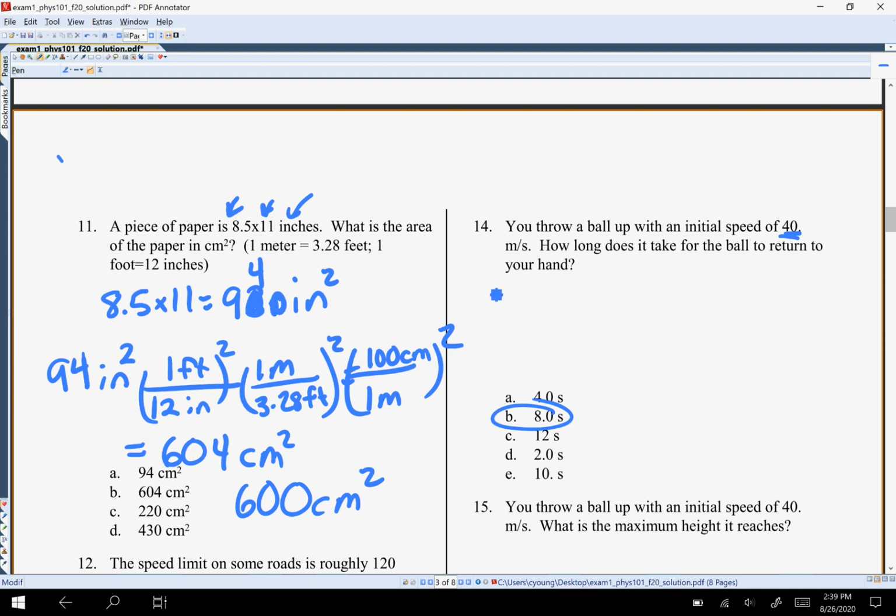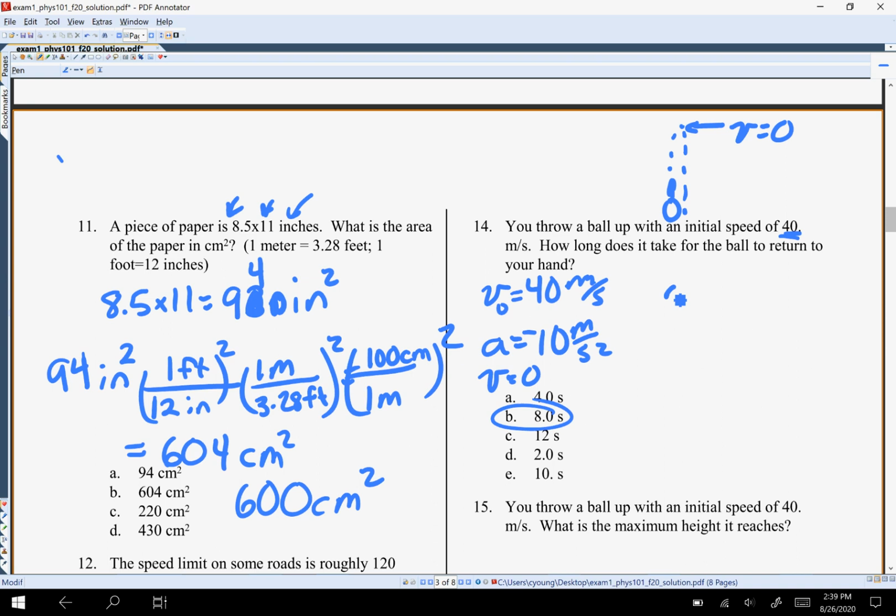But I can calculate it. V naught is equal to 40. A is equal to minus 10 meters per second squared. I have this ball, it's going up and then comes back down again. I know that at the top, V is equal to 0. So I say V is equal to V naught plus AT. That's 0 equals 40 minus 10t. So t is equal to 4 seconds.